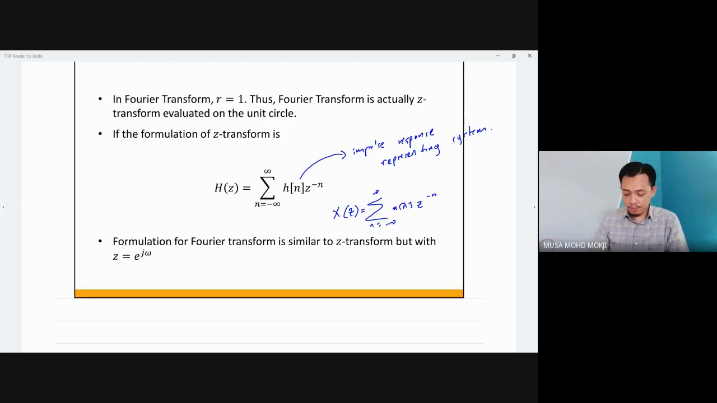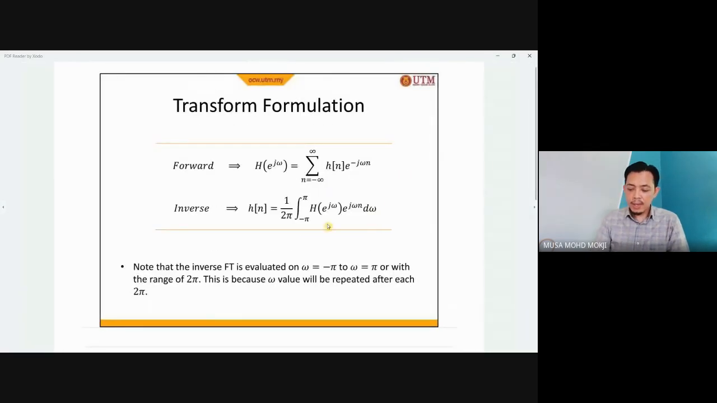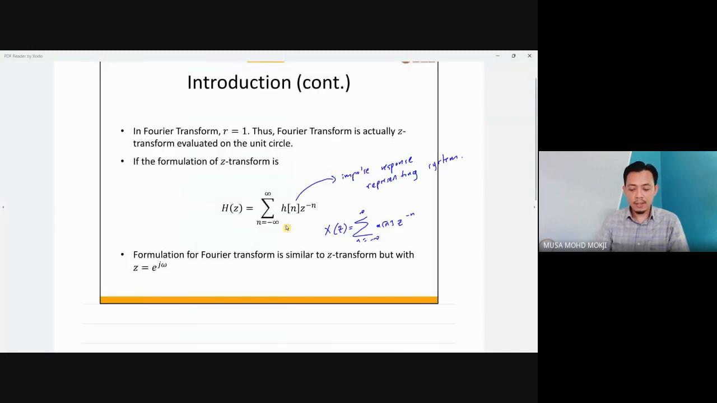Because we are just changing this Z, we're going to change it into e^{jω} instead of R e^{jω}, because originally the full form of a complex value in polar form is a radius multiplied by the exponent of jω. And now, because R equals 1, what's left is e^{jω}.